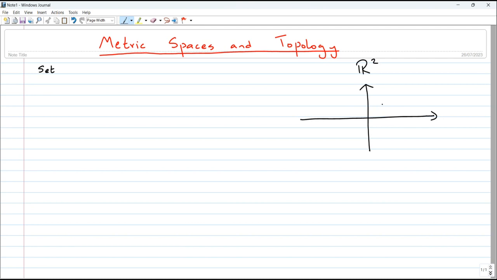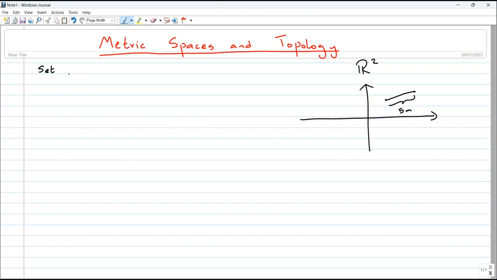In R2, we know there are points. These are a pair of real numbers. And between these 2 points, we have this notion of a Euclidean distance. Between these 2 points, this is a distance, for example, 5 meters. A metric space is a set with some distance. So we'll just try to make this notion more systematic.